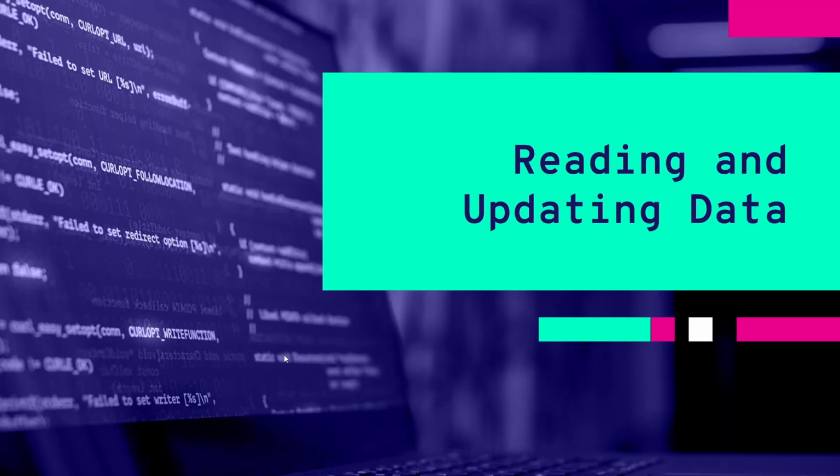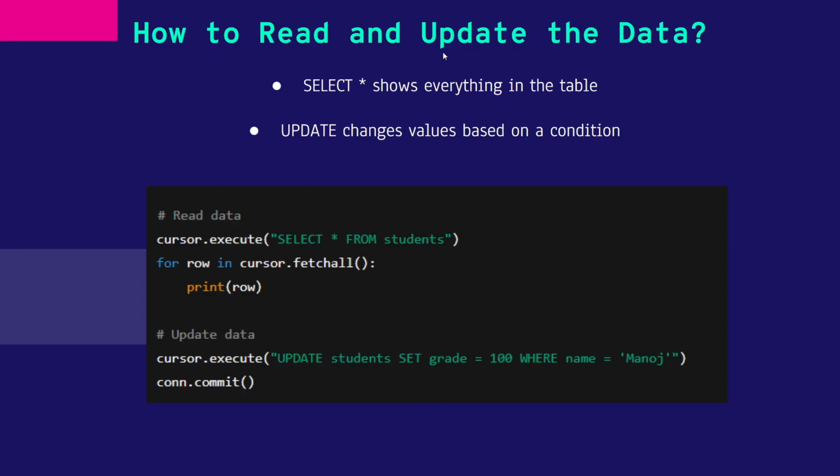Reading and updating data. How to read and update the data in MySQL. You can use SELECT *, which shows everything inside a table. As shown in my example, cursor.execute SELECT * FROM the table name, in my case students. For row in cursor.fetchall(): print(row). You can name this whatever you want, but I just said row because they're rows. This prints every single row inside the table.